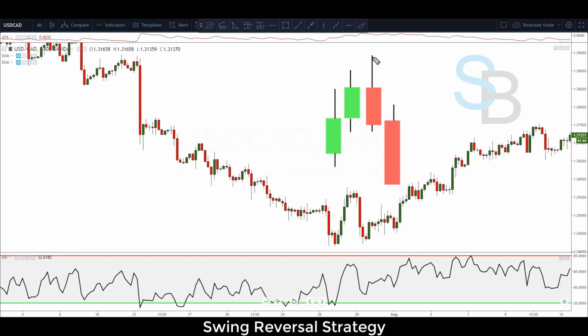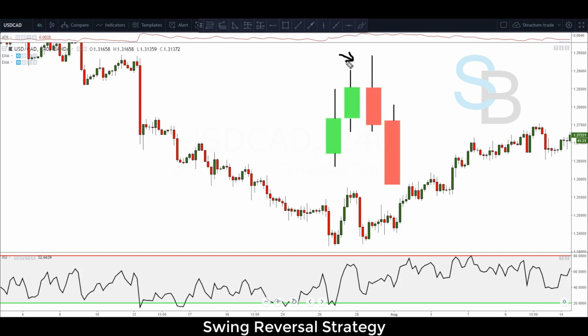The reason I separated these two videos is because some pairs are going to work really well with the 1-2-3 reversal strategy that we just looked at on the euro dollar, and some pairs are going to work really well with the swing reversal strategy like we're looking at right here, like we're going to talk about today.